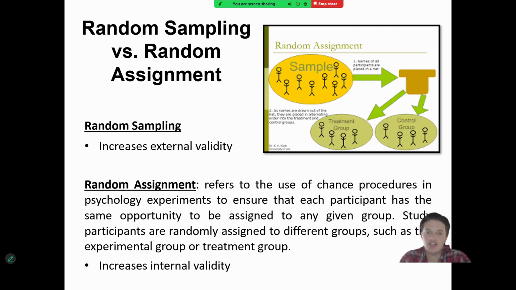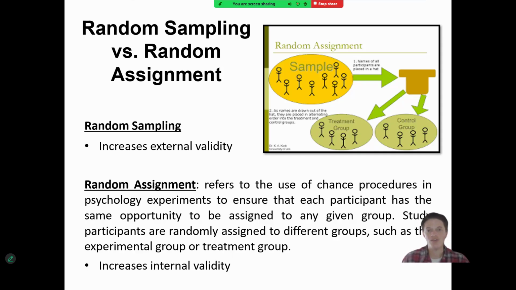So once we have an experiment, because we have our groups and our samples selected, random assignment refers to the use of chance procedures to ensure that each participant has the same opportunity to be assigned to any given group within the study. Study participants are randomly assigned to different groups, such as the control group versus the treatment group, and this again increases internal validity.